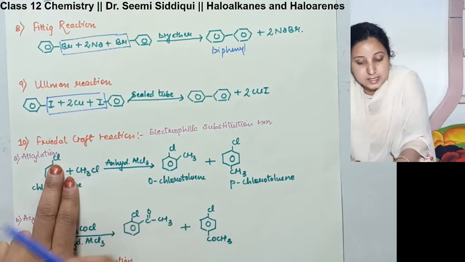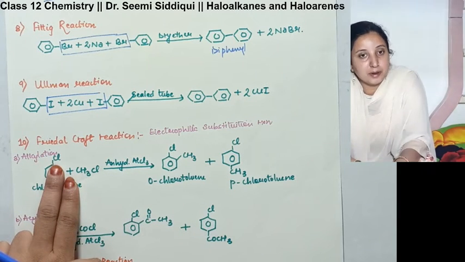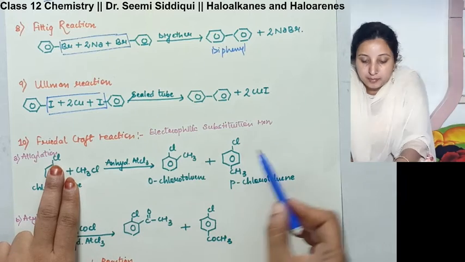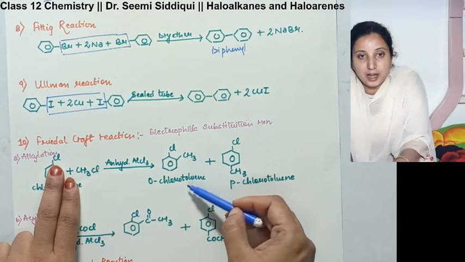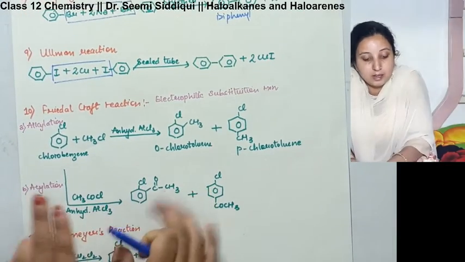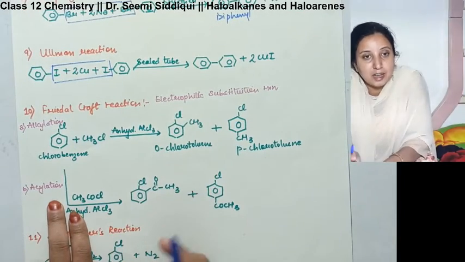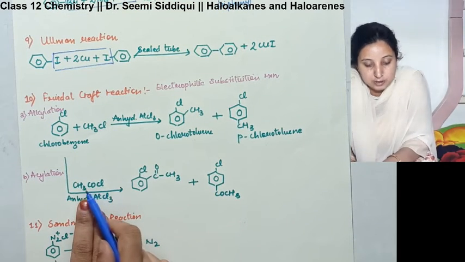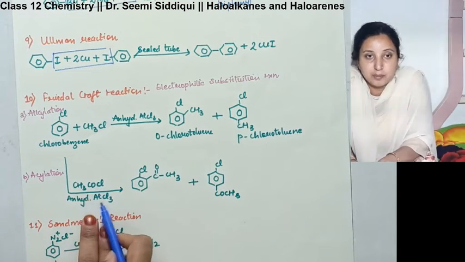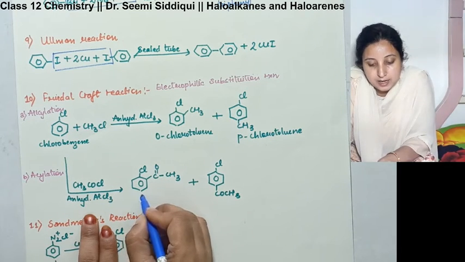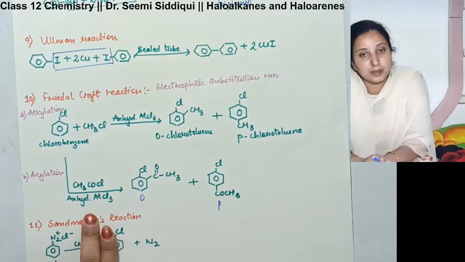So because Cl group is present over here, so Cl group is what? It is going to be a ortho and para directing due to the presence of the lone pair. So your CH3 is going to attach at the ortho and para position. If you are having the Friedel-Crafts reaction as a acylation, then you are going to take a acetyl chloride, that is your CH3COCl in the presence of the anhydrous AlCl3. The same, it is going to take place at the ortho and para position.